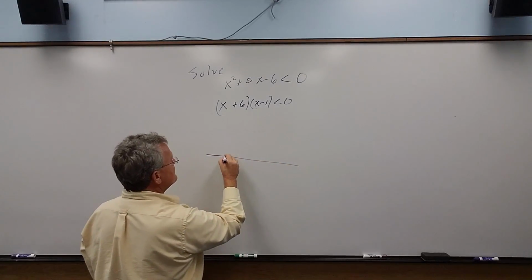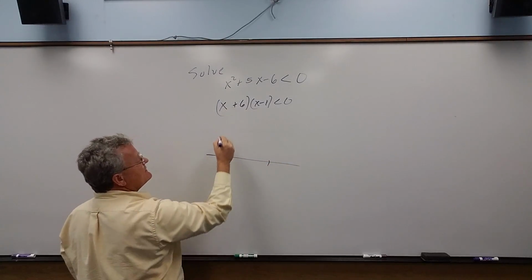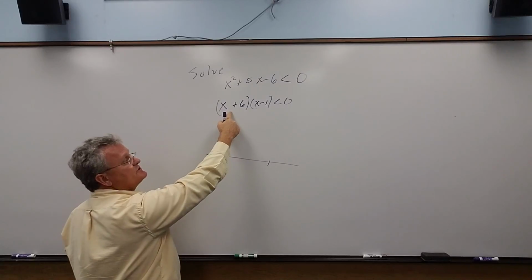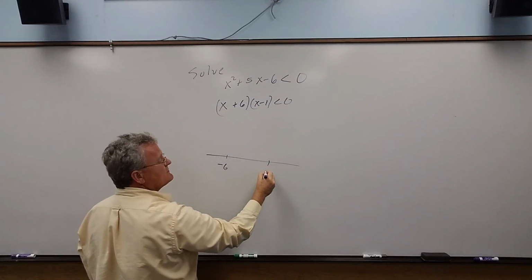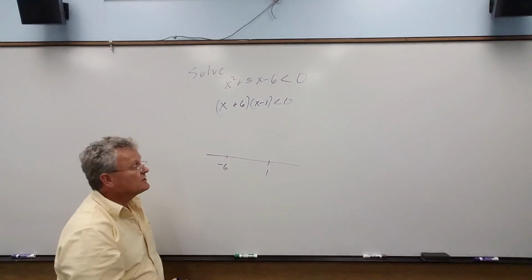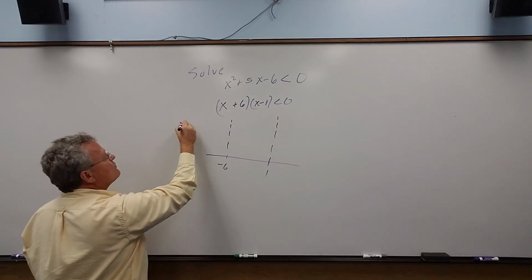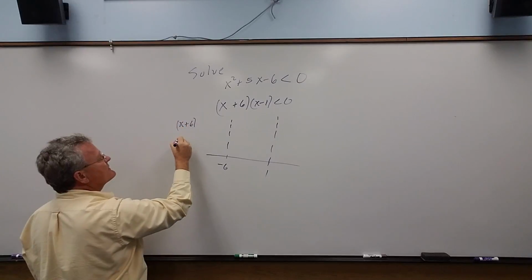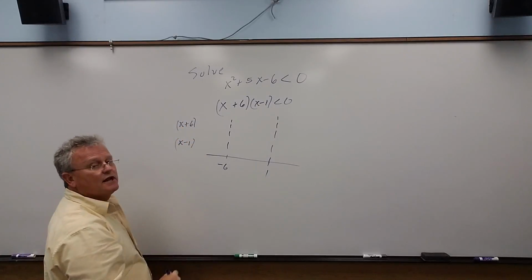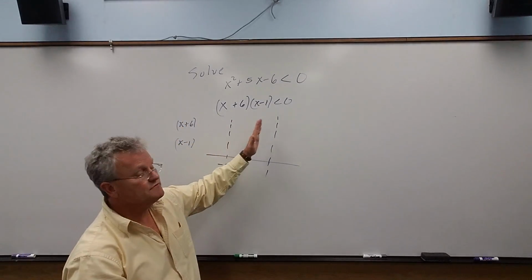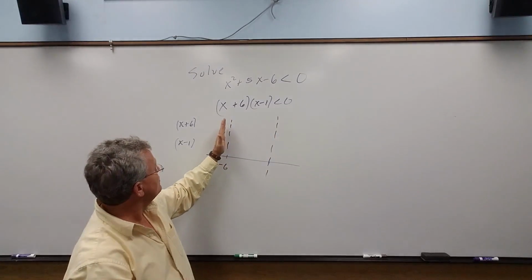Then we draw our number line. Negative 6 is one of the zeros. Positive 1 is another one of the zeros. And then we want to find out what is the sign of x plus 6 and x minus 1 on each of these three intervals. So what is the sign?